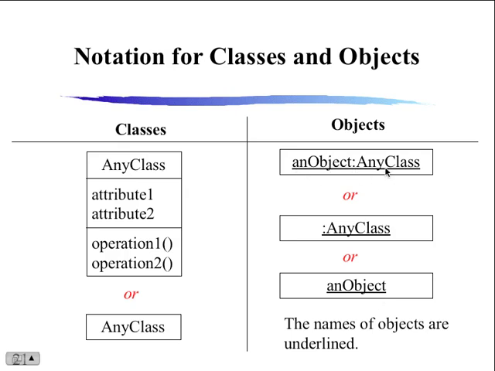An object, colon, any class. This is not what I would call standard Java notation. This is more C++ looking, because this colon is using syntax that's very similar to scope resolution. Inside of this object we have this sub-object or this other object, which we don't normally notate for Java. But on the left-hand side we have a class. Any class is the name, attribute 1, attribute 2, operation 1, operation 2, or just simply any class.